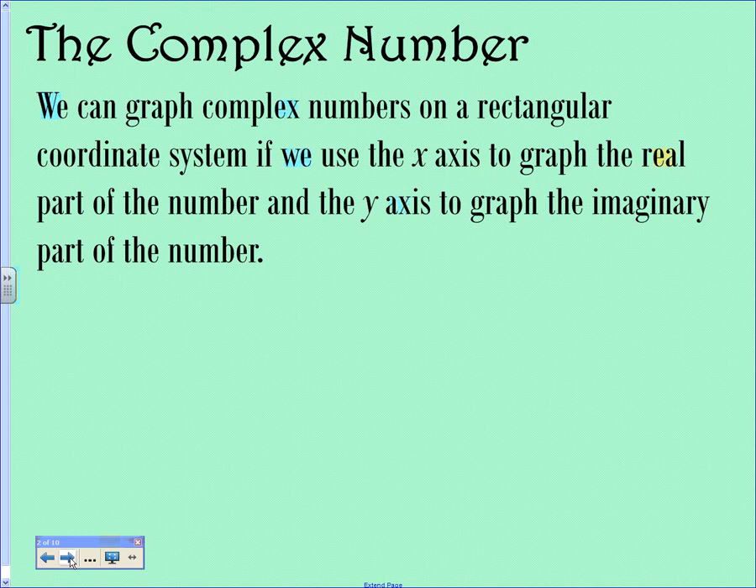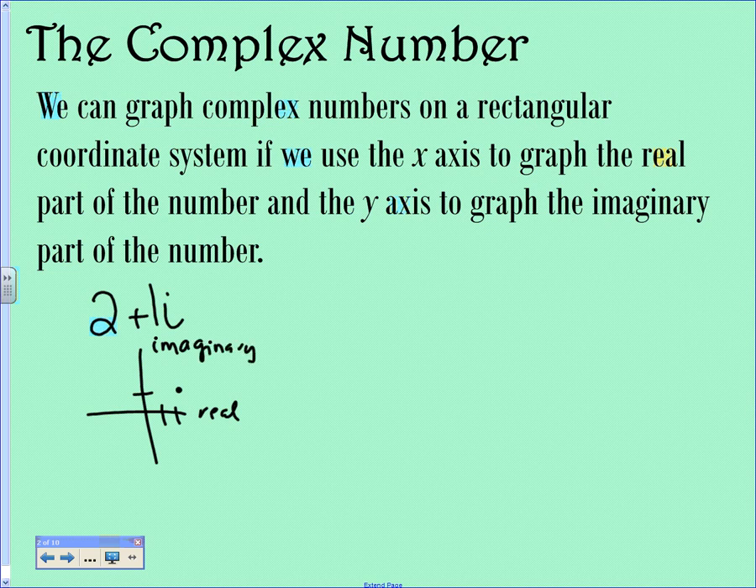What is a complex number that you can think of? What's a complex number? Okay, i, but it's not just i. We have to have a real and an imaginary part. That's still just the imaginary part. 2 plus i, okay? So the real part, what is the real number part of this? So we go over 2. How far up are we going to go? What's the number in front of here? A 1. So that's where that is, because this is our real part, and this is our imaginary, instead of our x and y axis.